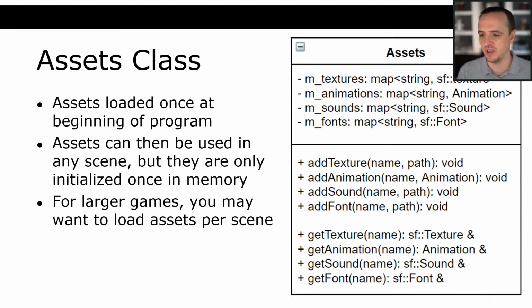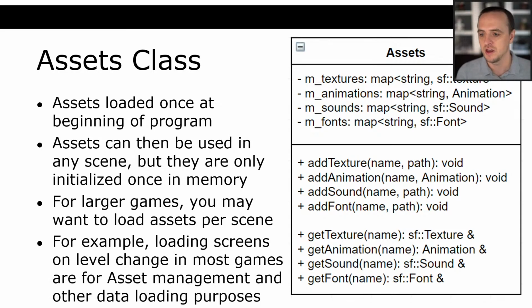So for larger games, as I said, you may want to do scene by scene asset loading. That's fine. But for example, loading screens on level change in most games are for asset management and other data loading purposes. So what we're going to have inside this class is a map for each of our data types. So we're going to map from strings to textures, from strings to animations, from strings to sounds, and from strings to fonts. Okay, so anytime we want to get access to any of these things, we just refer to them by their name. It's going to be really, really easy.